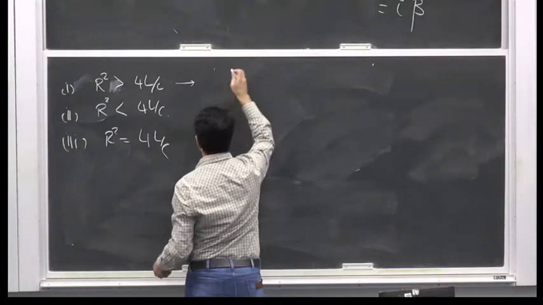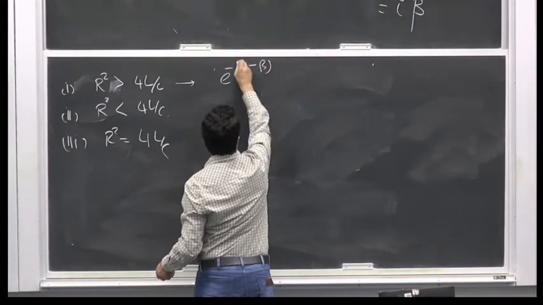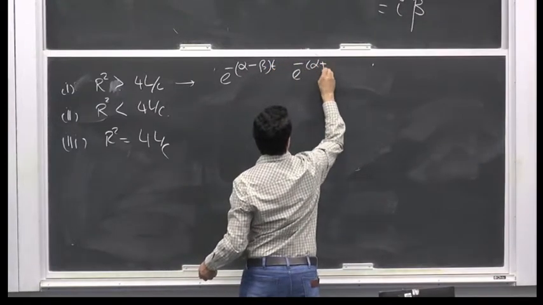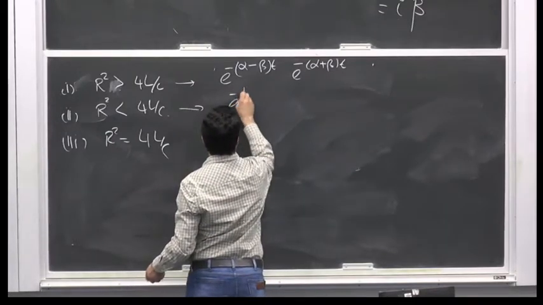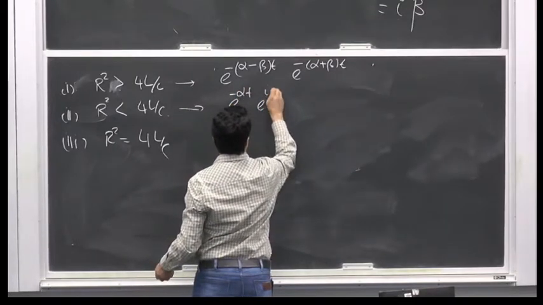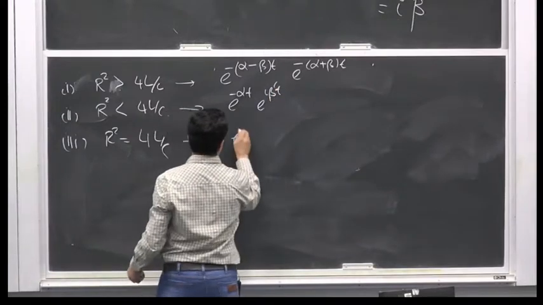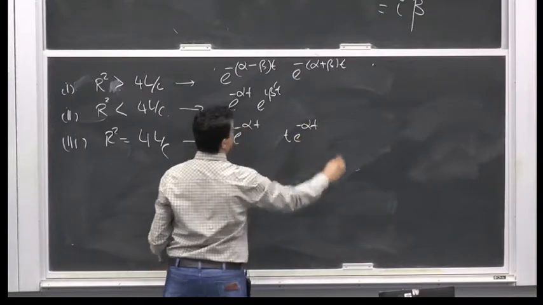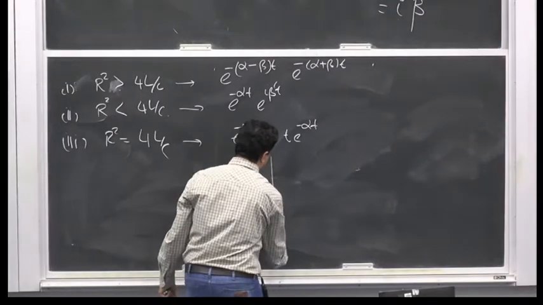The solution is given by e raised to the power minus alpha minus beta t, or e raised to the power minus alpha plus beta t. What are the solutions? E raised to the power minus alpha t, e raised to the power i beta times t. And this one is simply e raised to the power minus alpha t and t e raised to the power minus alpha t. So these are the three solutions you have. And let's plot all of them together.